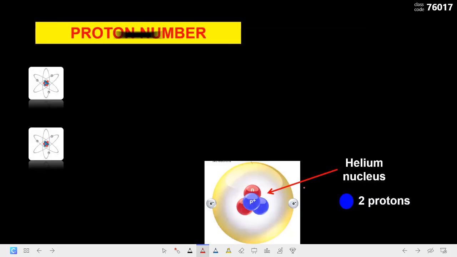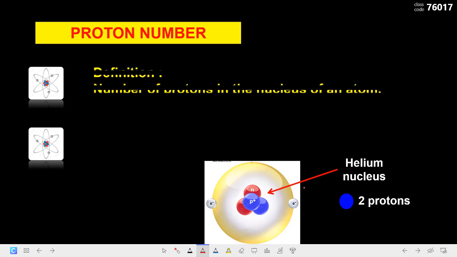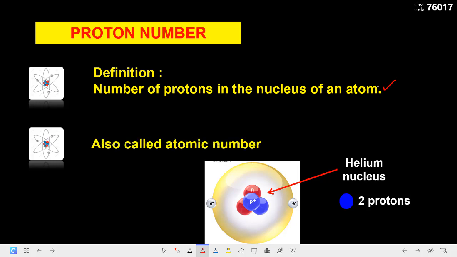What is proton number? Proton number is the number of protons in the nucleus of an atom. Jadi proton number ataupun nombor proton dalam bahasa Melayu adalah number of protons, bilangan proton yang ada dalam nucleus of an atom. So this is the definition. Proton number is also called atomic number. So this is very important. Other term for proton number is atomic number.